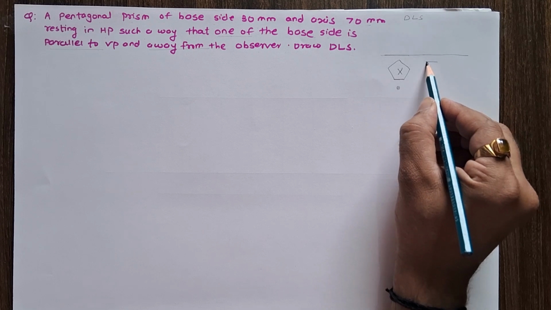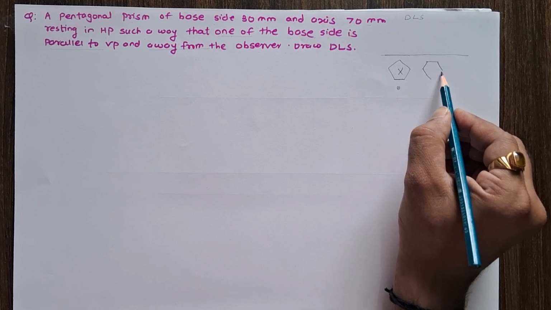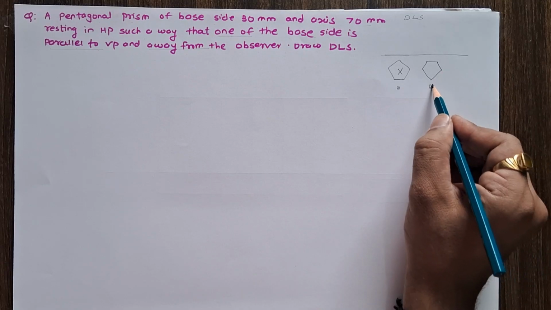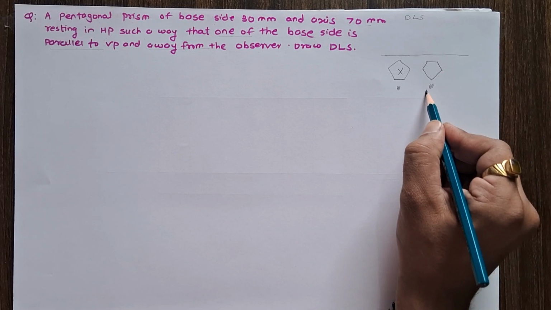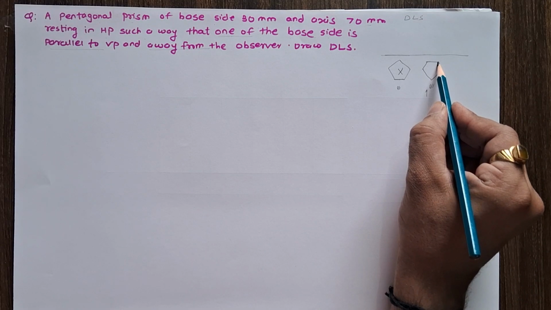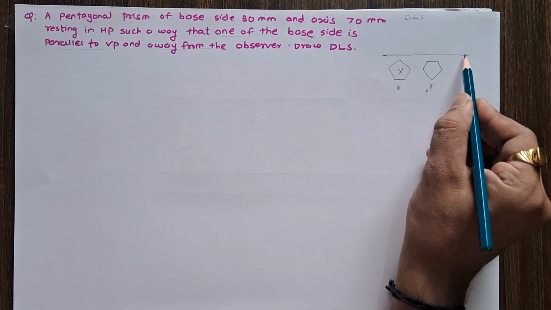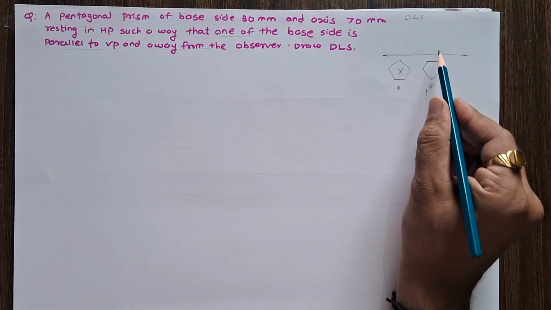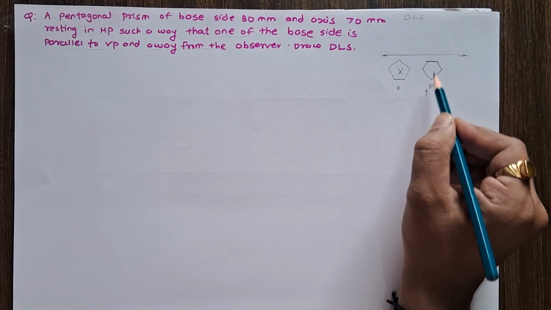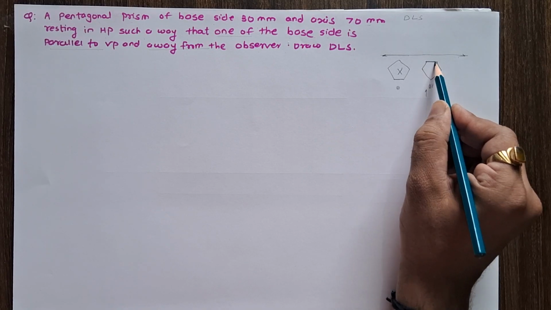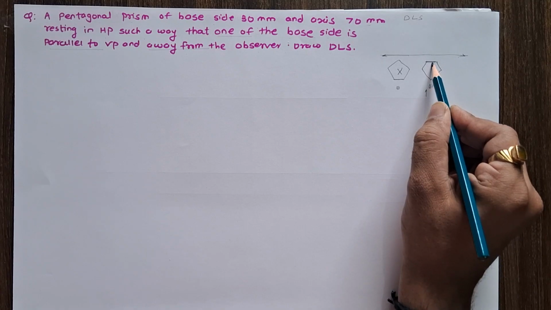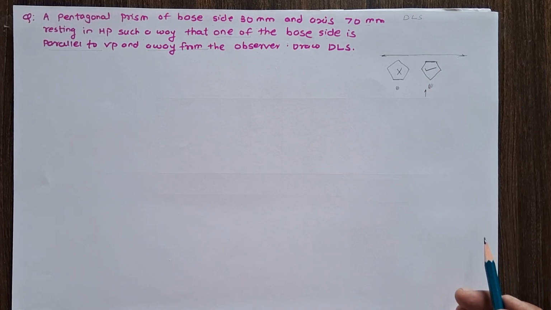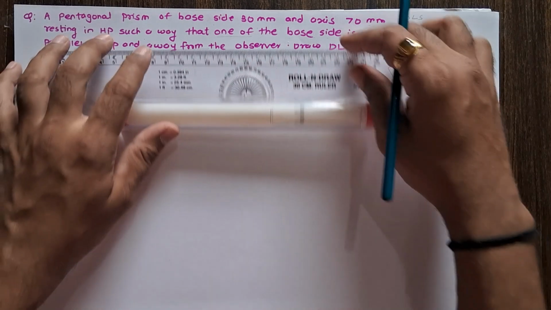Now if you draw the top view of a pentagonal prism like this, this is the correct position. Now you can see here, if the observer is looking from this direction, one of the base edges is parallel to the vertical plane. This is the XY line. From this XY line, the vertical plane starts. Now one of the edges is parallel to the vertical plane and the same edge is away from the observer. Both the conditions are satisfied in this case. So this is the correct position for this problem. Now see the solution of this problem.